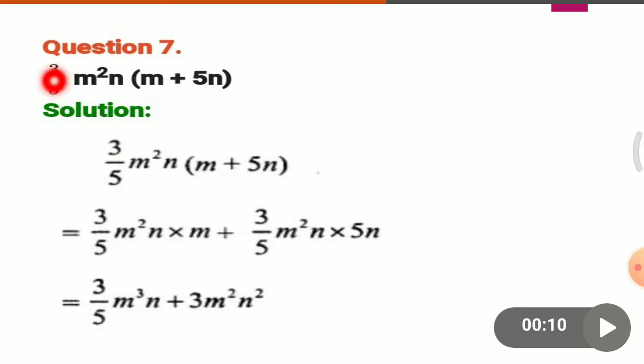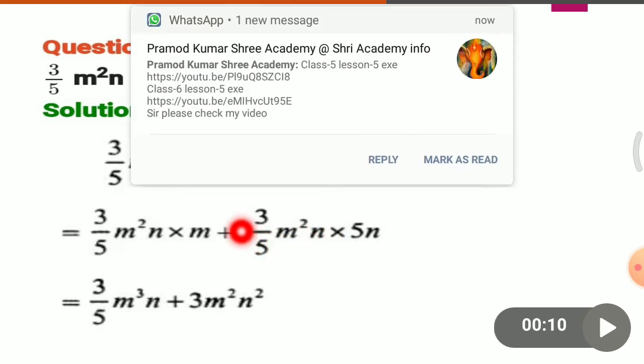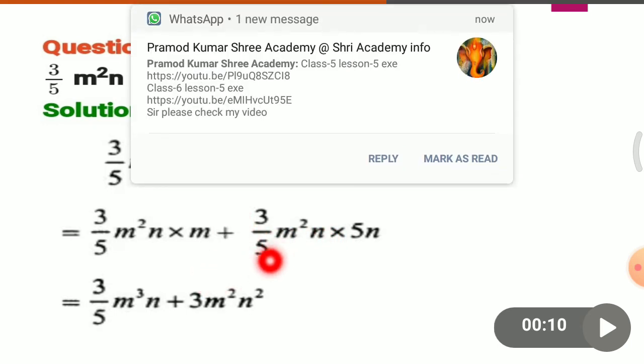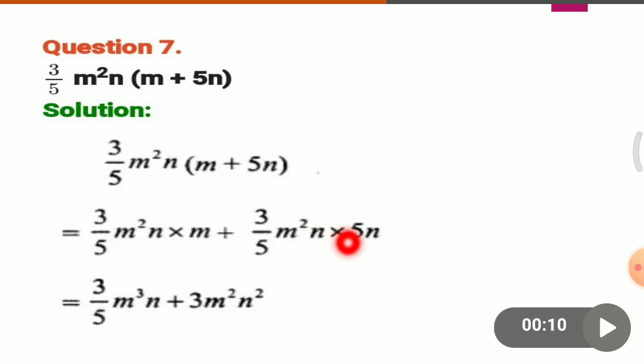Now next question, (3/5)m²n multiply (m + n). You write 3/5 m²n multiply m, plus 3/5 m²n multiply 5n. You write 3/5, m power 2 and m power 1 gives m power 3, n is n, plus 5 and 5 will cancel, so 3 m²n, n power 1 and n power 1 gives n power 2.